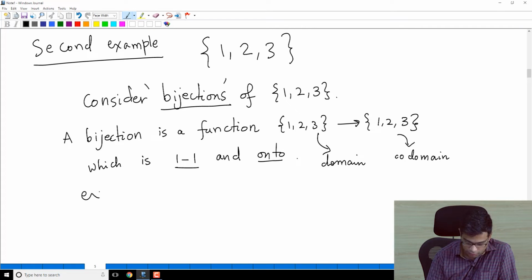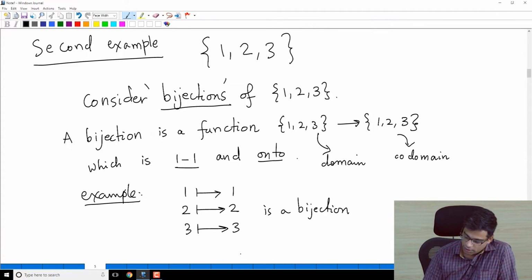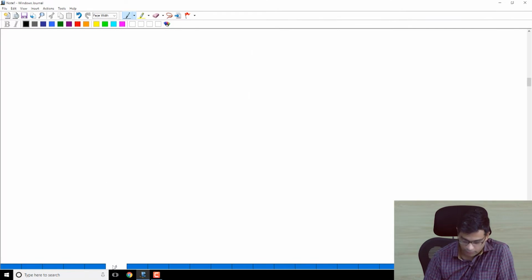So, for example, I am going to use this notation to denote functions. The function 1 going to 1, 2 going to 2, 3 going to 3 is a bijection. Clearly, because different elements go to different elements, and everything in the set 1 to 3 is in the image. So it is a bijection. It is in fact the identity map.